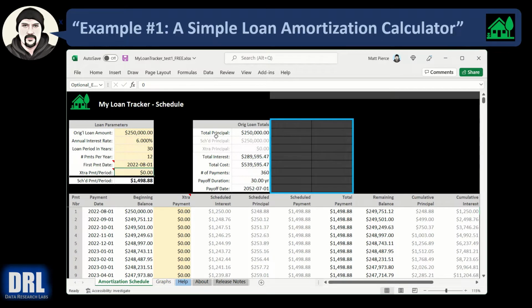We can see that the monthly payment right down here is scheduled to be $1,498.88. And we can also see that the total interest on this 30-year fixed rate loan is $289,595. Note that the total interest that you pay on the loan, $290,000, is more than the principal. So the total cost of the loan over 30 years is $539,000. So the bank is charging you rent, effectively, $289,000 to borrow $250,000 in cash. Bankers sure make a lot off of the interest.